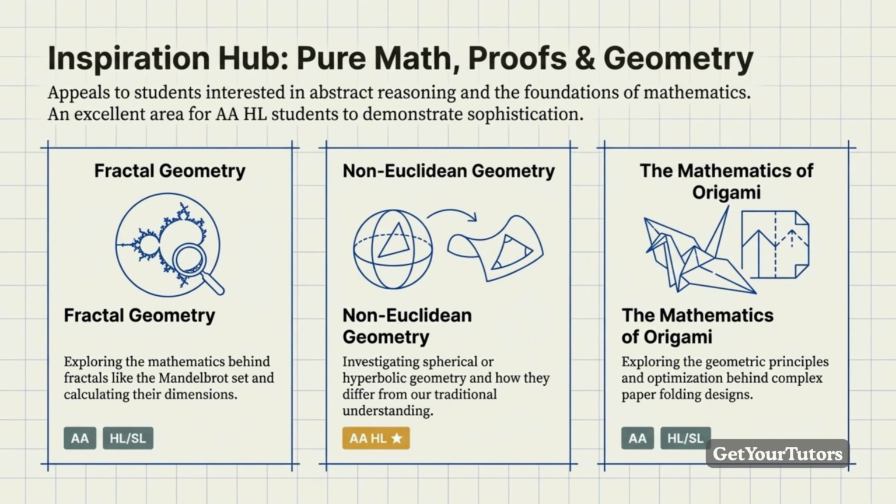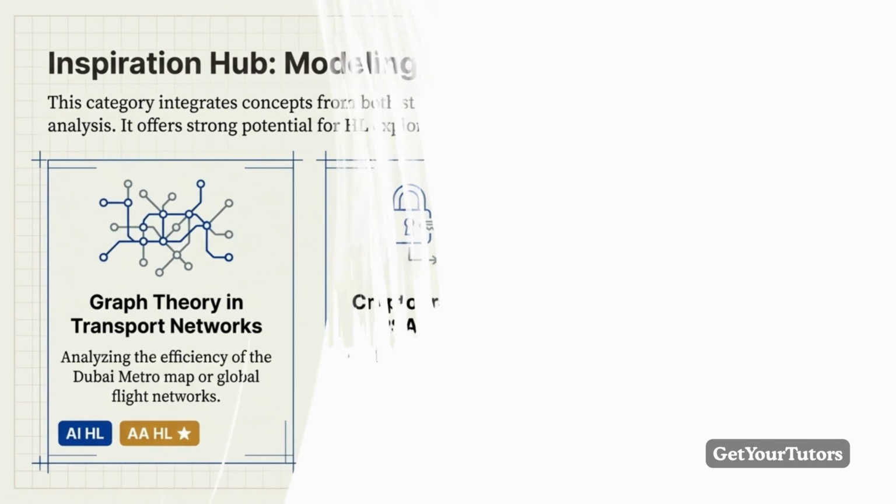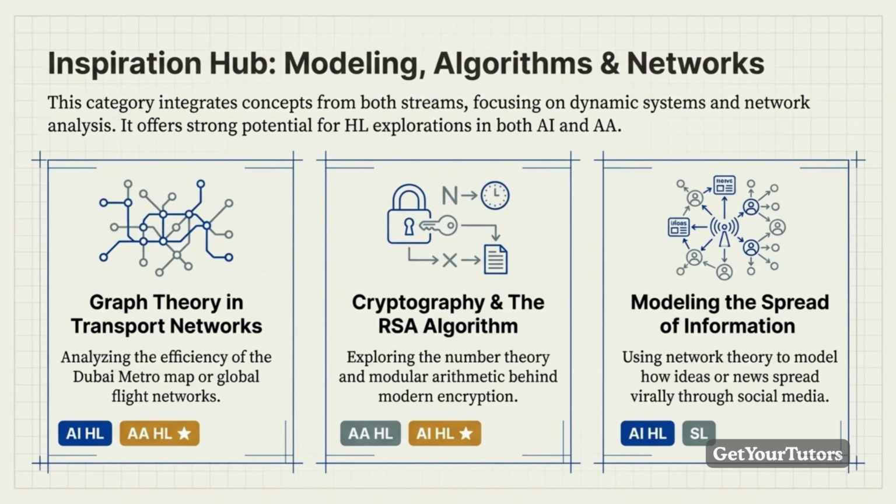For the pure math lovers, there's the Pure Math Proofs and Geometry Hub. An AHL star topic here is non-Euclidean geometry, investigating hyperbolic or spherical geometry. How does the sum of angles in a triangle change on a curved surface? It requires very abstract thinking. I love the idea of fractal geometry. It's got such a great visual hook. You can explore the math behind the Mandelbrot set, calculate fractal dimensions. It's a perfect blend of engagement and deep, rigorous math. Okay, let's hit a couple more hubs. In modeling, algorithms, and networks, you've got cryptography and the RSA algorithm.